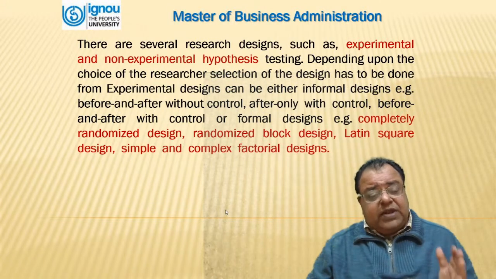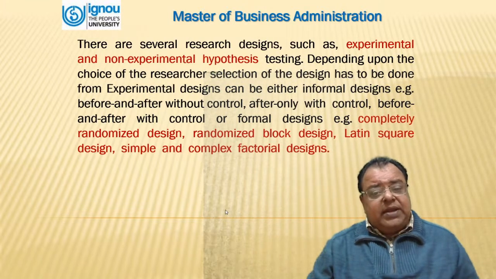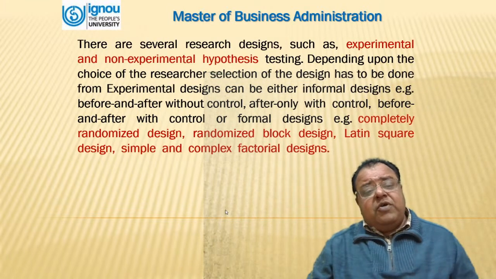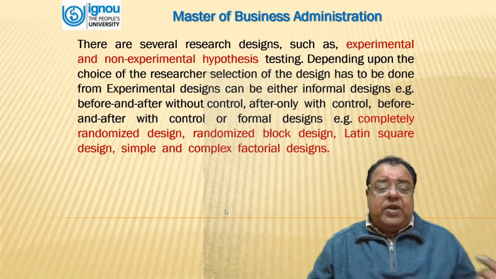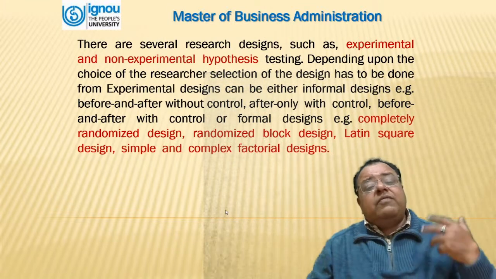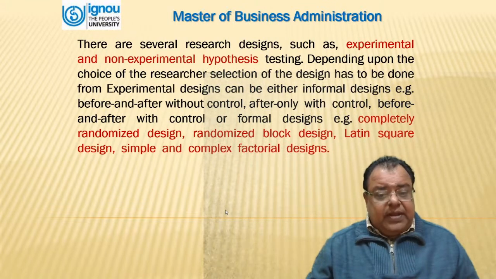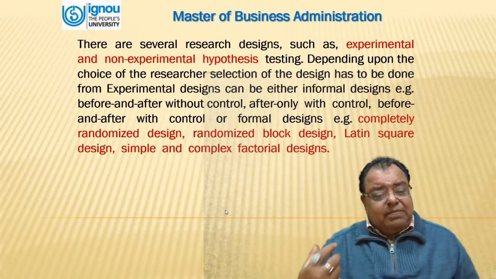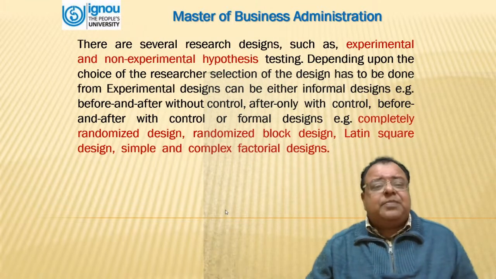Depending upon the choice of the researcher, the selection of the design has to be done from experimental design, which can be either informal design, for example, before and after without control, after only with control, before and after with control, or formal designs. For example, completely randomized design, randomized block design, Latin square design, simple and complex factorial designs. Later on, we will be talking about all these terminologies.